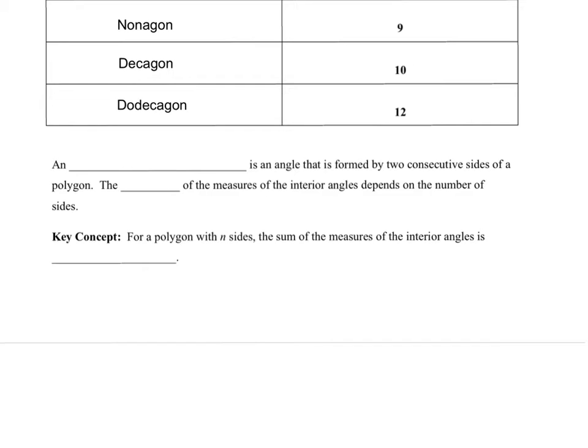Okay, so next, an interior angle is an angle that is formed by 2 consecutive sides of a polygon. The sum of the measures of the interior angles depends on the number of sides. So that's a key concept here, and you need to know this formula. For a polygon with n sides, and n stands for the number of sides, the sum of the measures of the interior angles is, and our formula is, n minus 2 times 180. And the n stands for your number of sides.